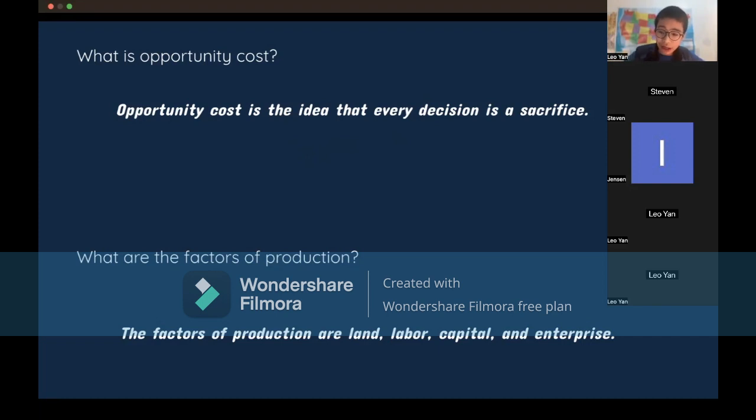So you do need capital to start a business. And lastly, you have to have enterprise. This is a fancy word that basically just means ideas. Enterprise has the same meaning as ideas in this context. So it basically means you need to have the idea to start that business. What is your business going to sell, and how should your business operate?